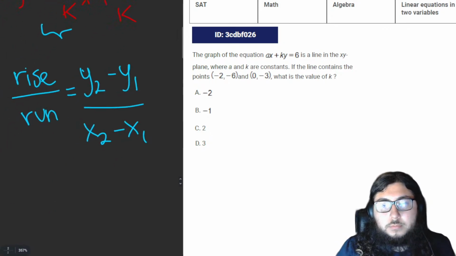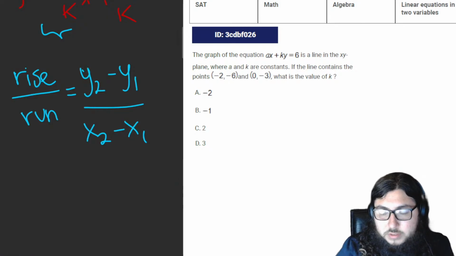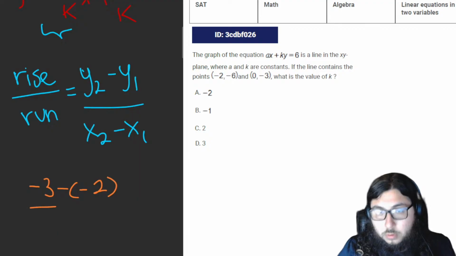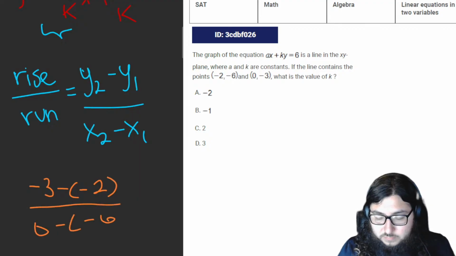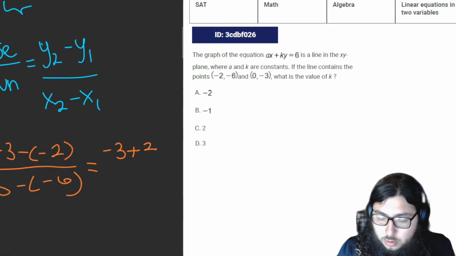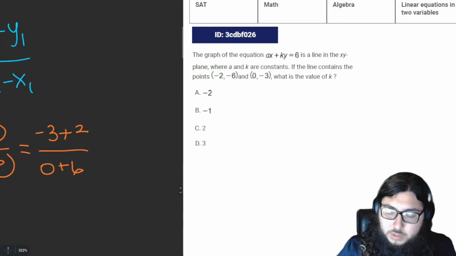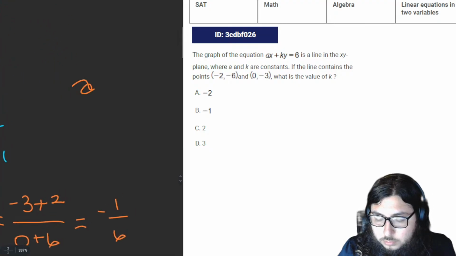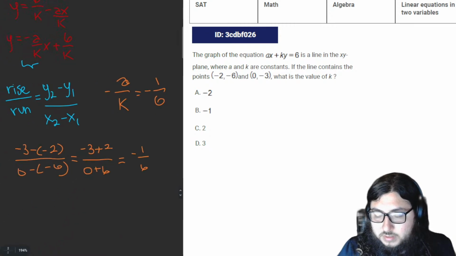So what we'll want to do is choose our y2, x2 to be whatever, and the y1, x1 to be the other one. So we'll just choose 0, negative 3 to be y2. So negative 3 minus negative 2 over 0 minus negative 6. The double negatives become positive, so negative 3 plus 2 over 0 plus 6 becomes negative 1 over 6. So negative a over k is equal to negative 1 over 6. Our slope m is negative 1/6.